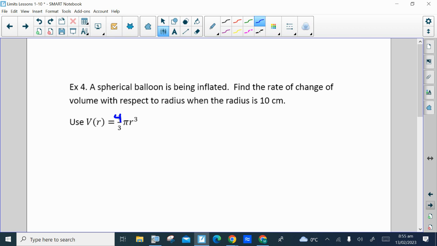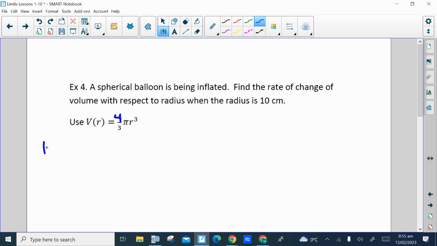The formula for volume of a sphere, which is a ball, is 4/3 pi r cubed. So on the test, if you need any of these formulas, they'll be given to you. You don't have to memorize them. But because the formula for volume of a sphere is based on r, the radius, we have to find the rate of change of volume with respect to radius. We've got no other choice.